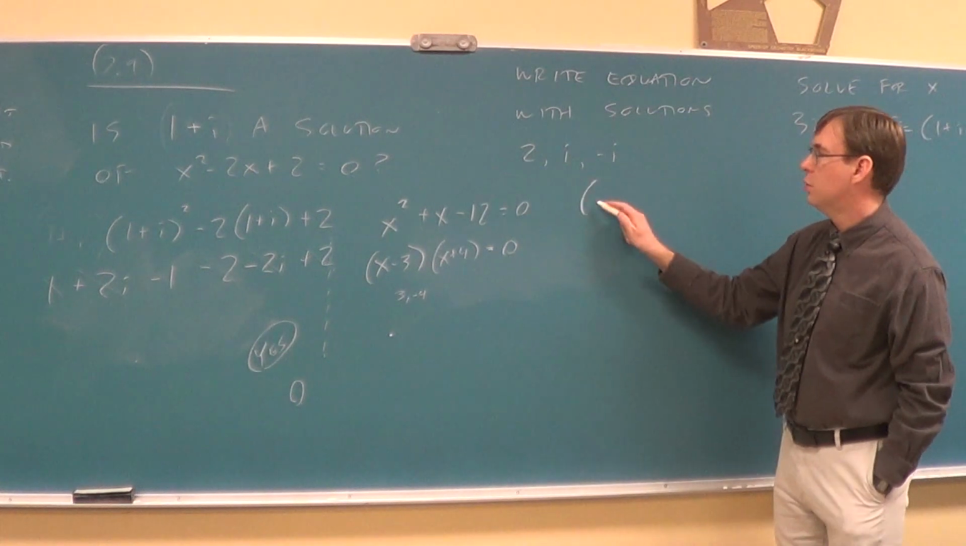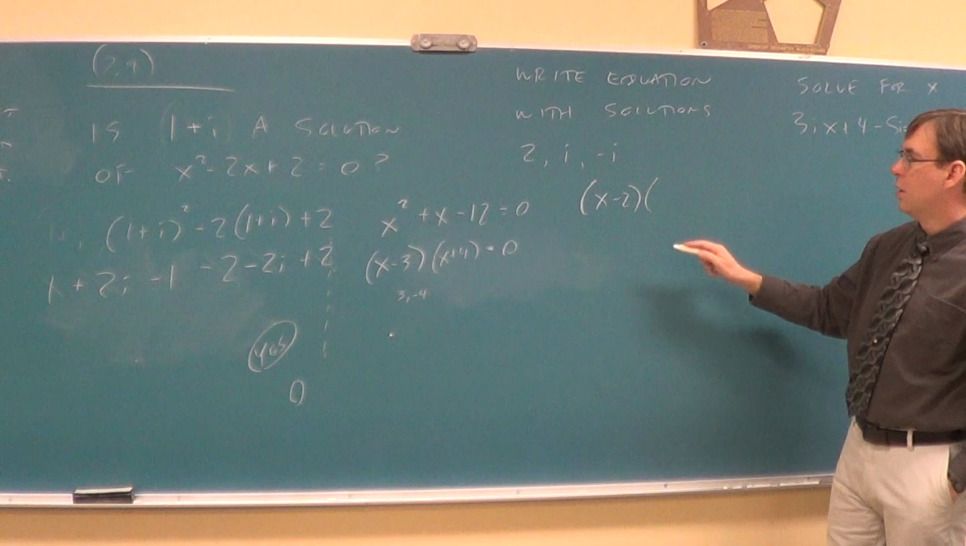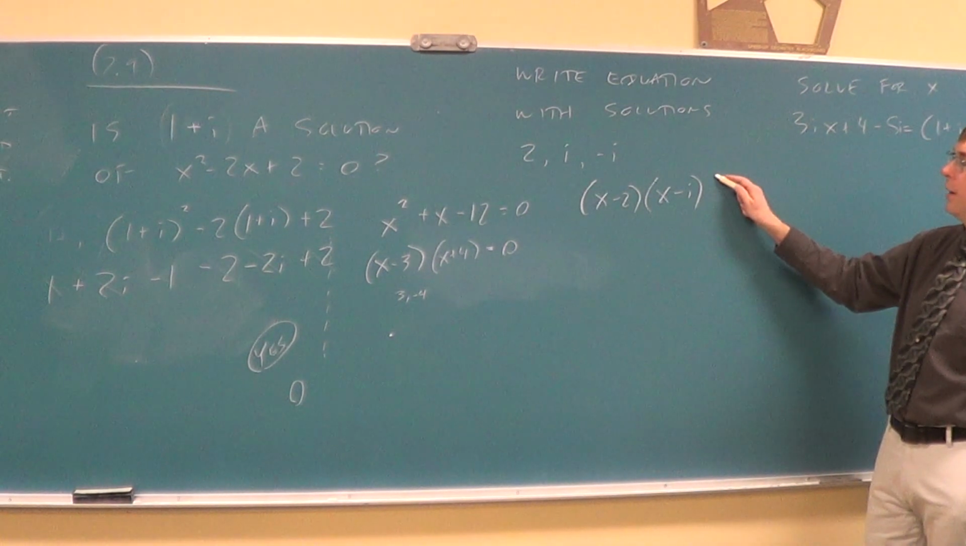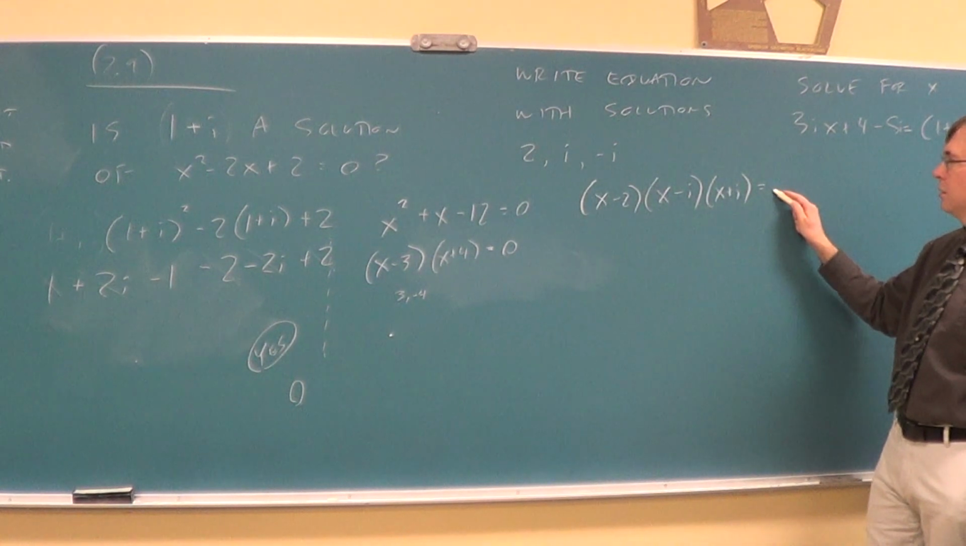So where would 2 have come from? x minus 2. Where would i have come from? x minus i. Where would the negative i have come from? x plus i. And that should equal 0.